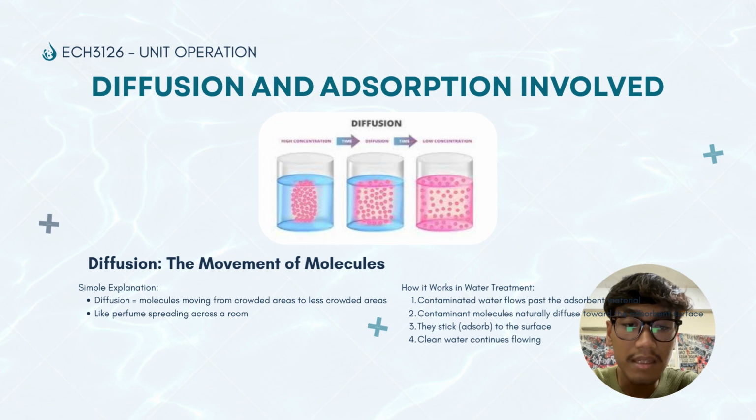In water treatment, contaminated water has many contaminants, but near the adsorbent material there are fewer contaminants because some have already been captured, so naturally more contaminants move toward that area. They come closer to the adsorbent all on their own. Once they get close enough, that's when adsorption happens. They stick to the surface, so diffusion brings them in, and adsorption locks them down. Together, they clean the water.